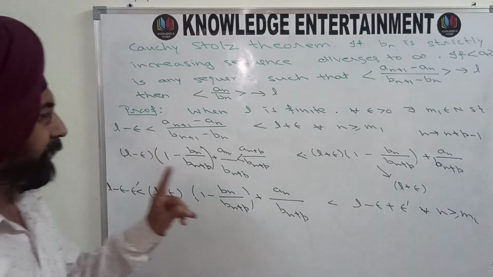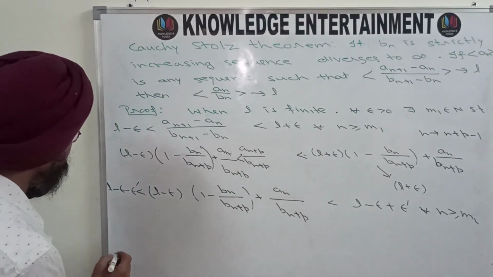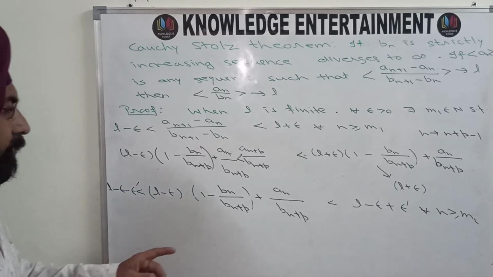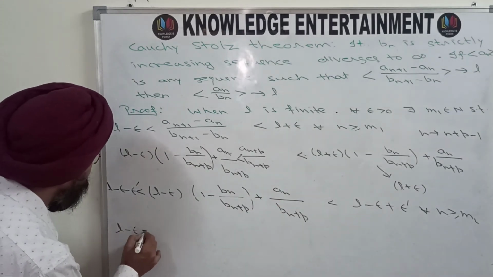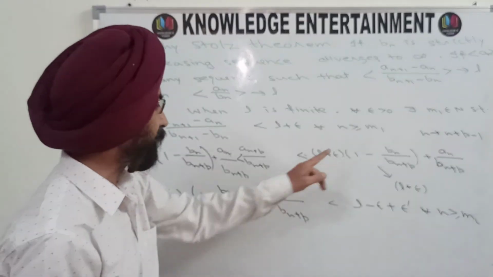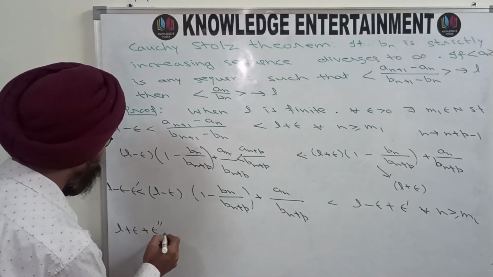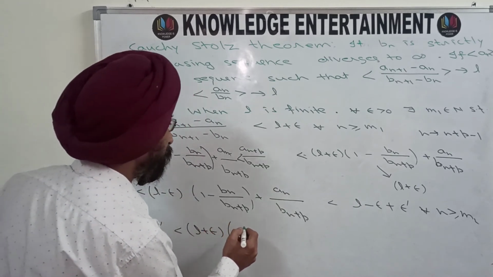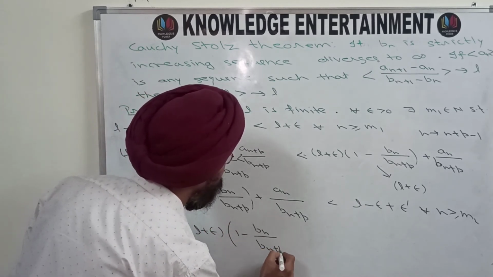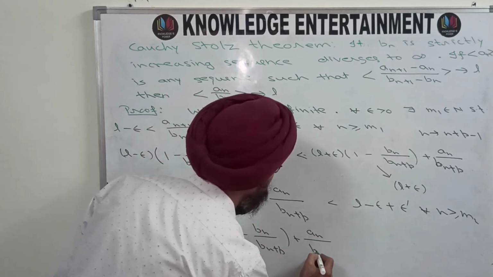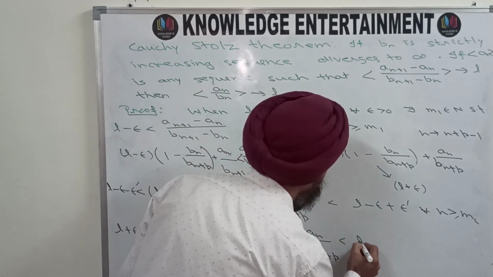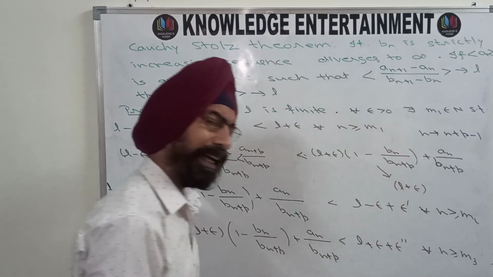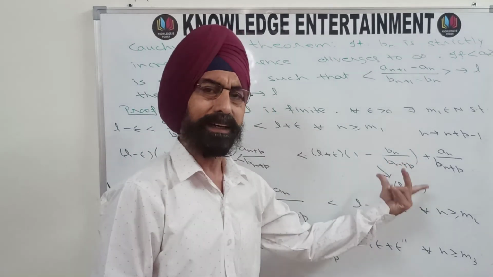Now, similarly, from here, you will get, and what we want actually, okay, similarly, you will get some, not l − ε, but l + ε now. l + ε double dash is less than (l + ε) into 1 minus bn upon bn + p plus an upon bn + p, is less than l + ε double dash for some n greater than or equal to m3. Here, I have used the definition of convergence here.